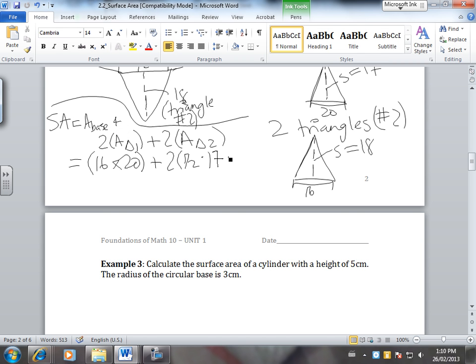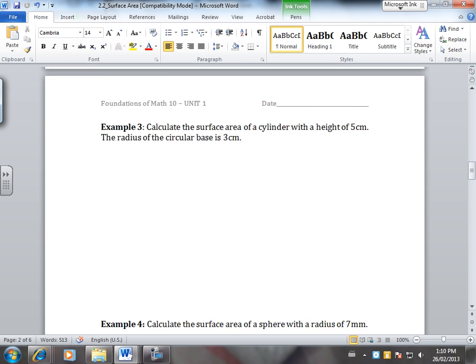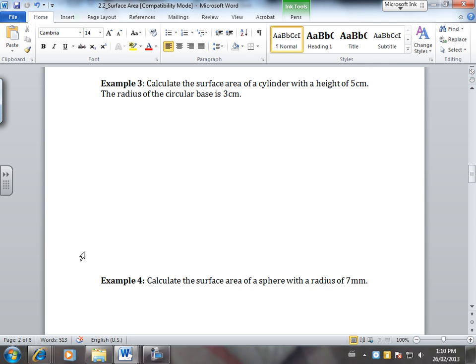17 times 20 plus 2 times 1/2, 16 times 18. Okay, and you'll notice that the 2 and the 1/2 cancel out. Or you can leave them in there while you do the calculations, and you'll end up with 948 centimeters squared, because it's surface area. And there you go. So now let's try a cylinder.